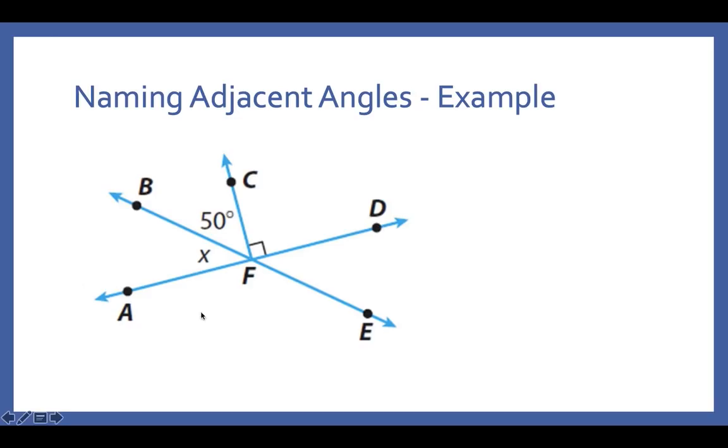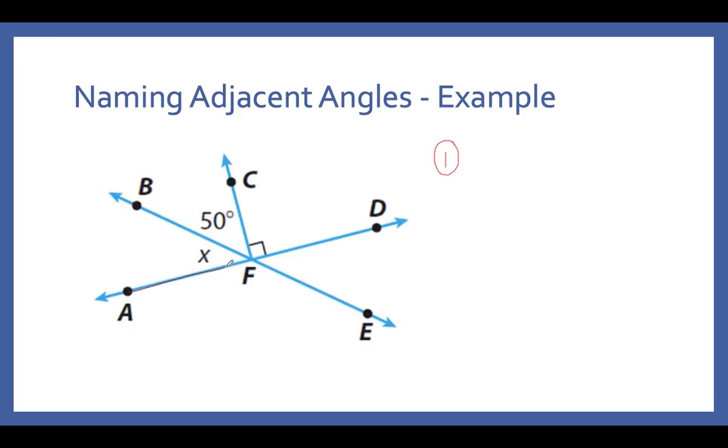So let's start here, which is, can we name an adjacent angle? Remember, adjacent angles are two angles that share a ray. Now in this picture, there are tons of adjacent angles. So let's take a look at some examples. One pair of adjacent angles can be seen here. So take a look.